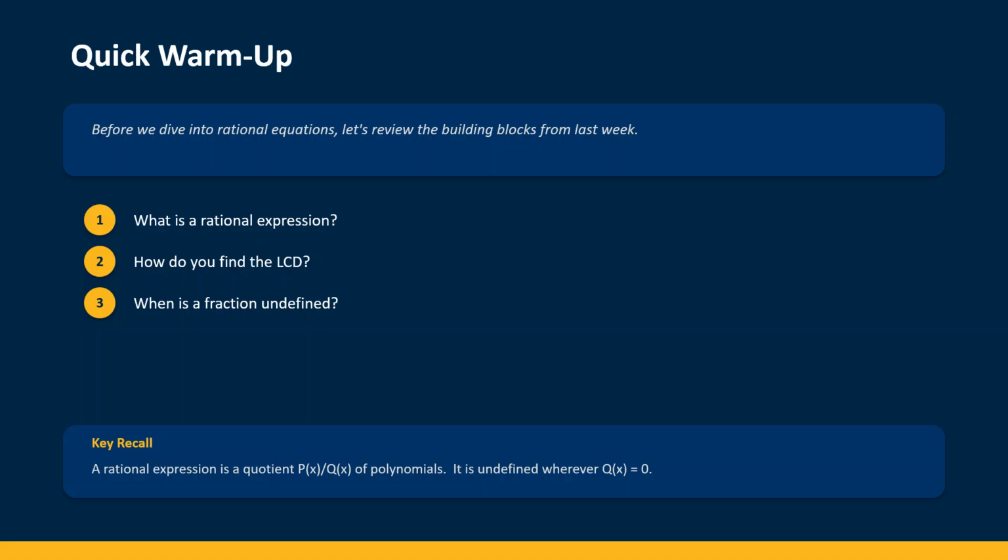The verification step is essential because multiplying by a variable expression can introduce candidates that satisfy the cleared equation but render the original expression undefined. This is not a rare edge case. It is a structural feature of the method.